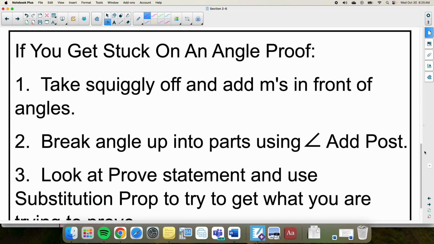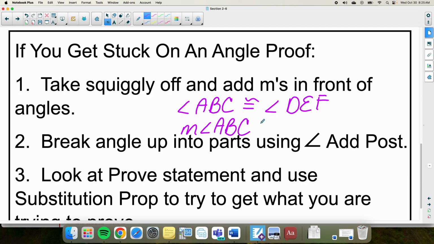So like I said, you wouldn't have to memorize this, but what you can do today is if you have angles that are congruent, like angle ABC is congruent to angle DEF, and you're stuck and you don't know what to do, you can take the squiggly off and add the little M. Okay, one that we do a lot.